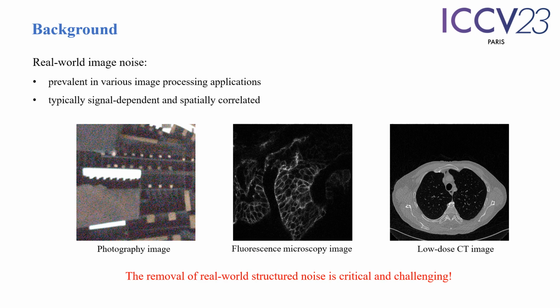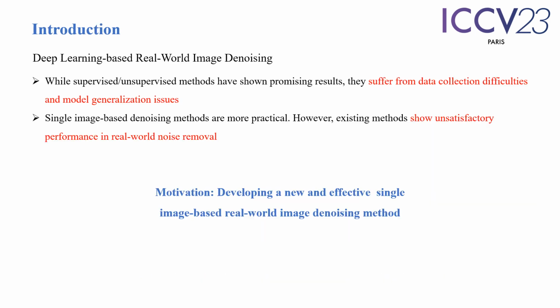We know that real-world noise frequently appears in various image processing applications, such as photography images, fluorescence microscopy images, and CT images. The main feature of such noise is that it is signal-dependent and spatially correlated. Therefore, it is significant and challenging to remove such noise.